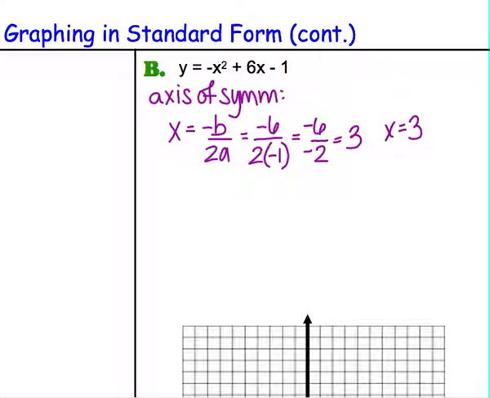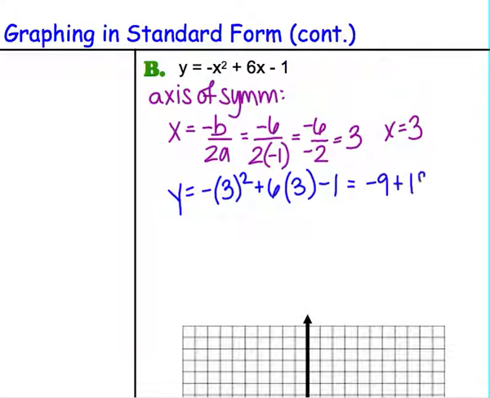Then I'm going to put that back into the original equation to get my y value for the vertex. So the opposite of 3 squared plus 6 times 3 minus 1. So that gives me negative 3 squared is 9, so negative 9 plus 6 times 3 is 18 minus 1. So negative 9 plus 18 is positive 9, minus 1 is 8. So my vertex is 3, 8.